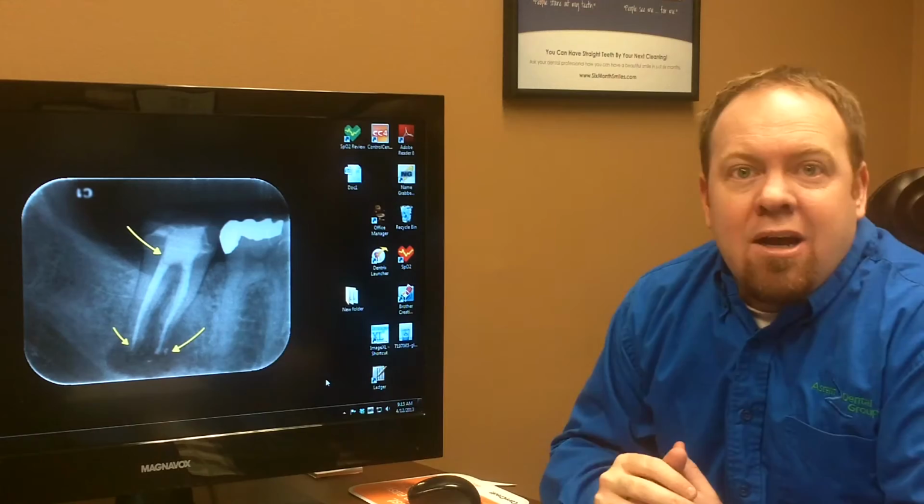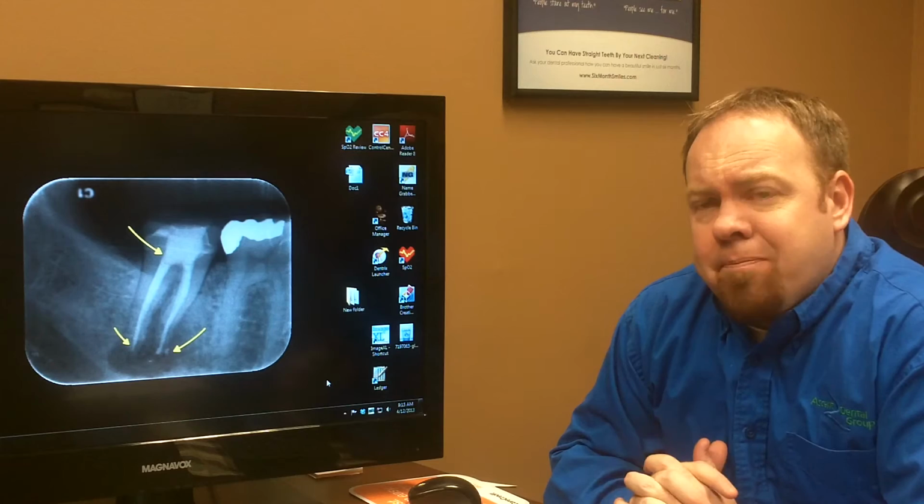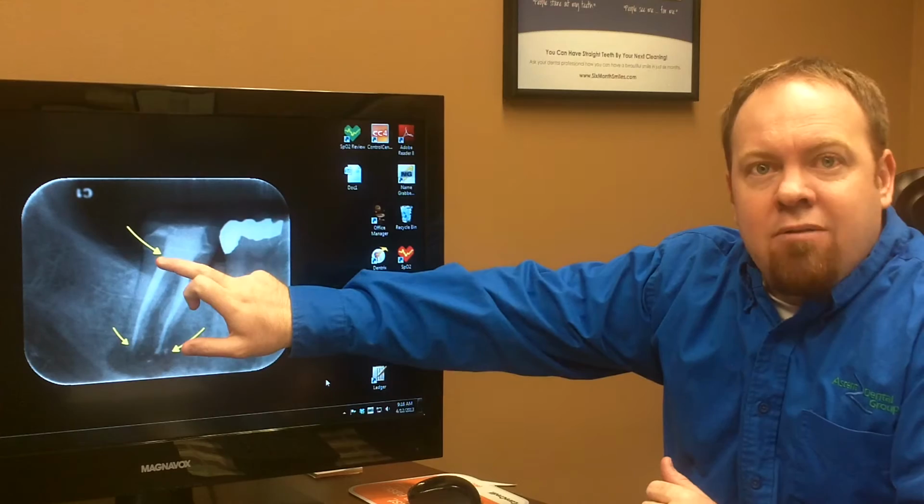So what do you do about this? Well, there are two options. Number one is to retreat the root canal or to take the tooth out. Retreating the root canal is usually done by a dental specialist called an endodontist. They go in and remove all the existing root canal filling, clean more, try to get more bacteria out of the tooth roots, and then refill it. This is called an endodontic retreatment.